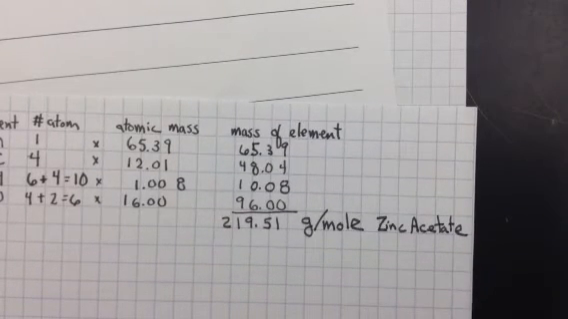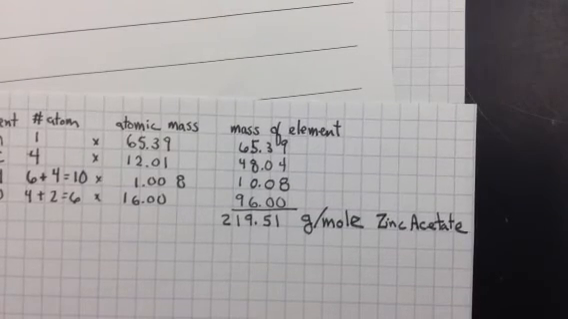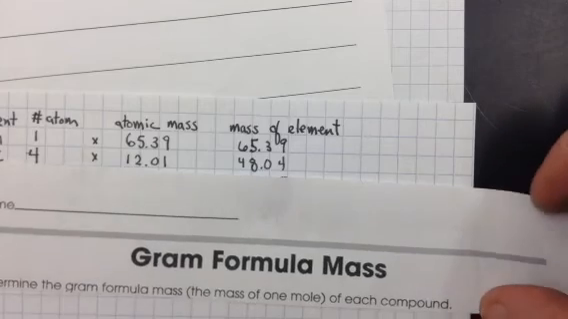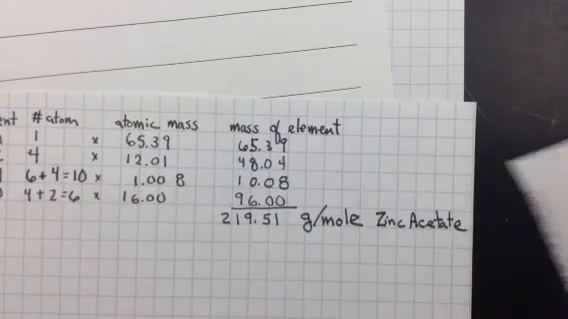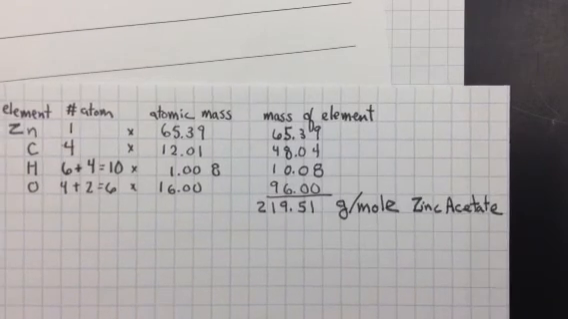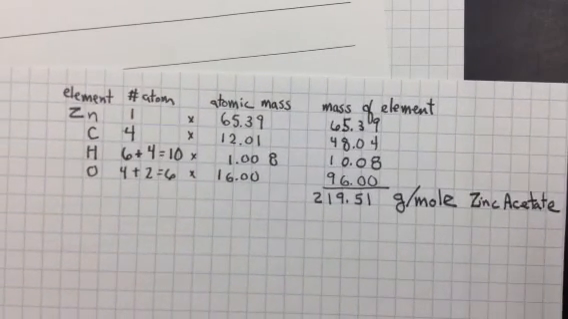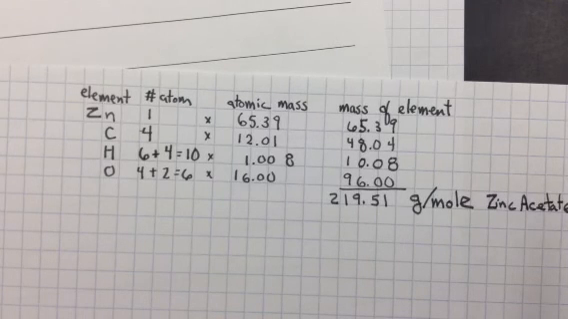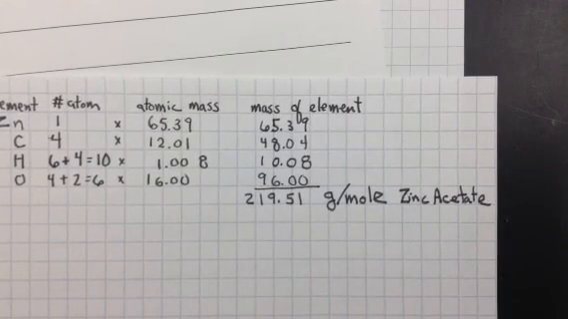And that's how you find the molar mass. It used to be called gram formula mass, but it's not anymore. It's really just molar mass. The mole comes into common usage as a way to count large numbers of very small things. So right here we have 219.51 grams per mole of zinc acetate.